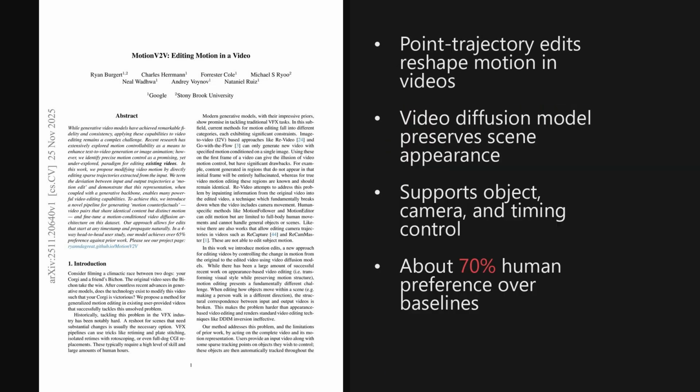I'm Alex. Today we're looking at a paper trending on X, published on November 25th, 2025, about 3 days ago. This paper introduces a way to edit how objects and cameras move in existing videos by tweaking just a handful of motion points, and in human studies it was preferred about 70% of the time over previous video editing methods. The paper is titled MotionV2V, Editing Motion in a Video, and as we will see later, the results open up some surprisingly intuitive tools for reshaping motion without breaking the original scene.